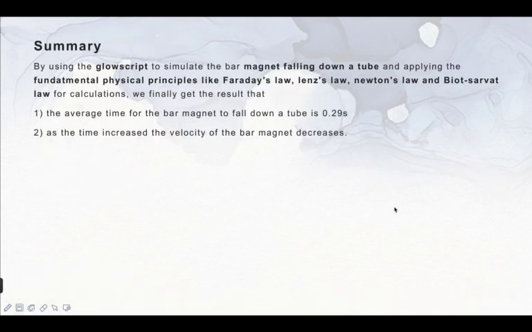In conclusion, by using the GlowScript to simulate the bar magnet falling down a tube and applying fundamental physical principles like Faraday's law, Lenz's law, Newton's law, and the Biot-Savart law for calculations, we finally can get the results.